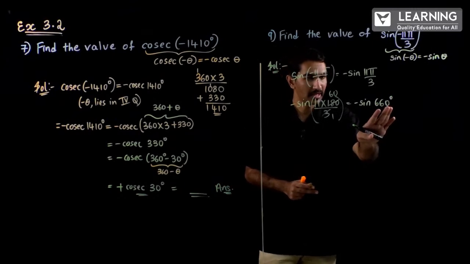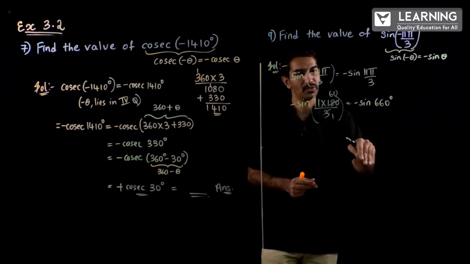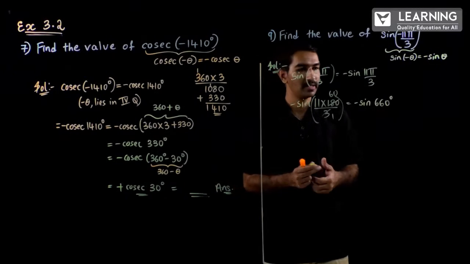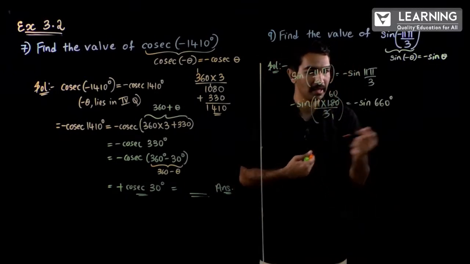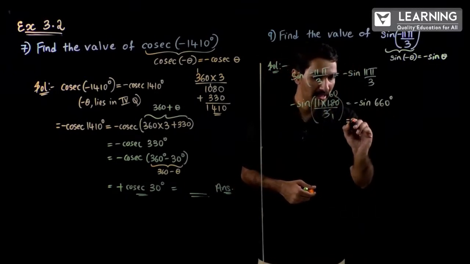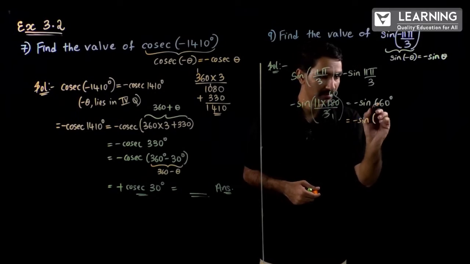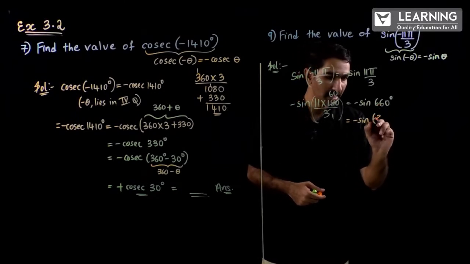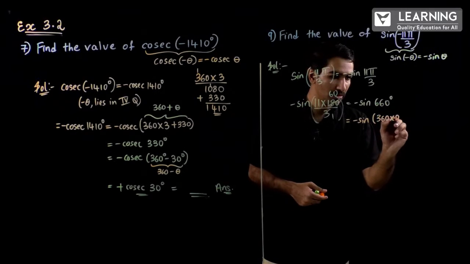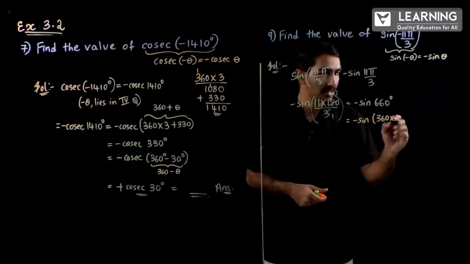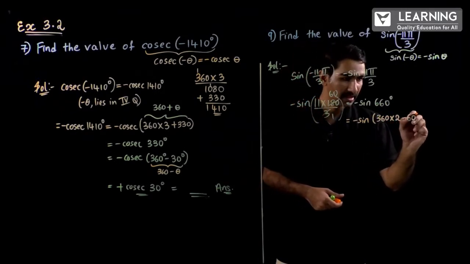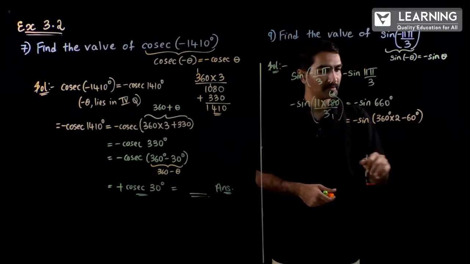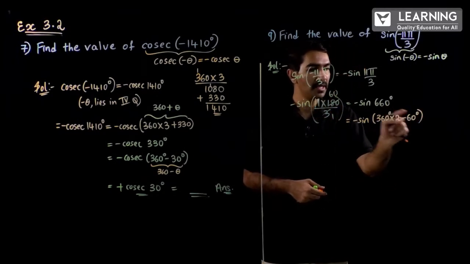Now do you know the value of sine 660 degrees? We don't know. So what do we do here? We'll try to convert this. How do we convert? Using the ASTC rule again. So very simple, students. Minus sign as it is. This can be written as 360 degrees into 2, that will be equal to how much? 720 degrees. 720 minus 60 degrees. Correct? Yes or no?